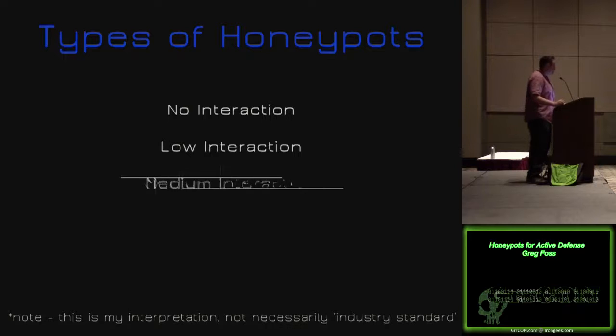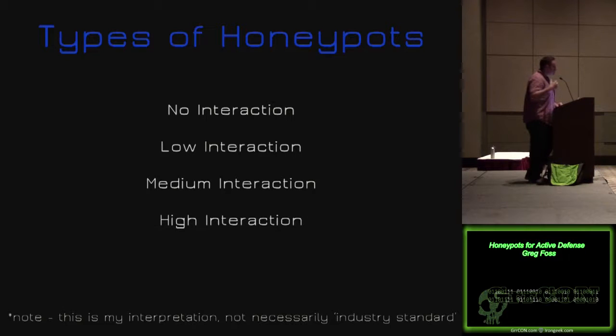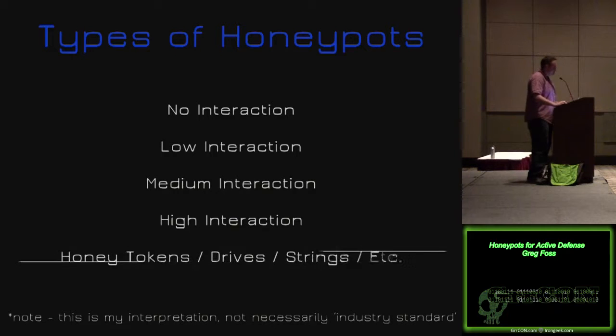And then medium interaction. Medium interaction honeypots are the most common type of honeypot, where they actually simulate a real service or real system. And then high interaction. These are essentially real systems, or honeypots highly instrumented to simulate every aspect of a real operating system. And then my favorite, honey tokens. These could be drives, strings, folders, documents, all sorts of stuff.